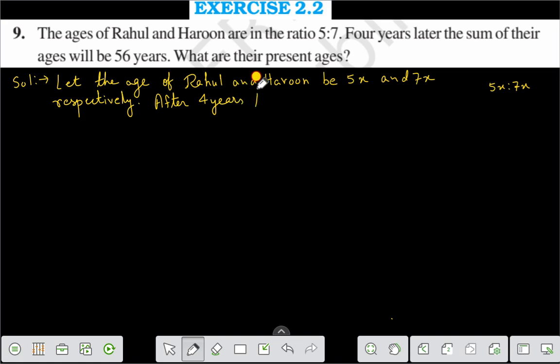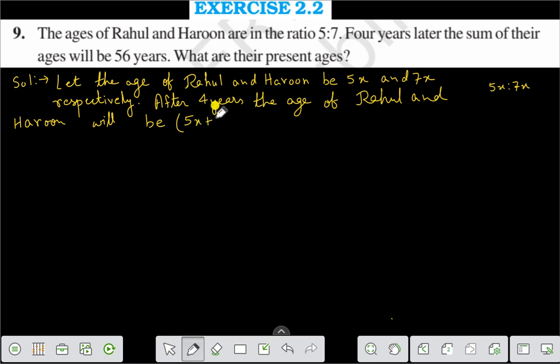After four years, the age of Rahul and Harun will be 5x plus 4 years and 7x plus 4 years, right?